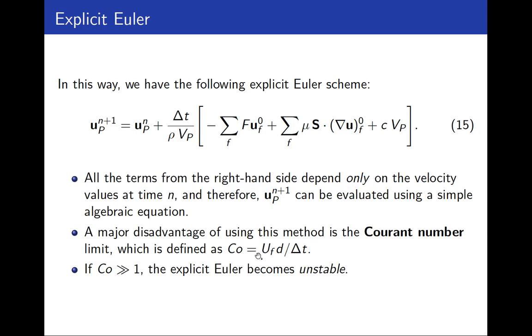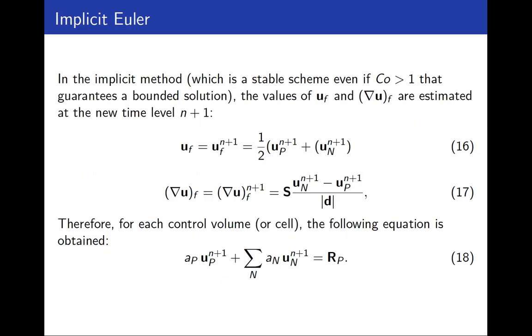The Courant number is defined as the product of a characteristic velocity multiplied by a characteristic length, in this case the distance between centroids or the cell size, divided by delta t, which is the time step. If this Courant number is much greater than 1, the explicit Euler, which is equation 15, will become unstable. That means your numerical solution can exhibit non-physical oscillations, which leads to unstable simulations.